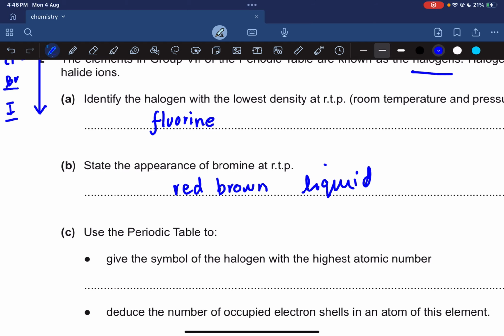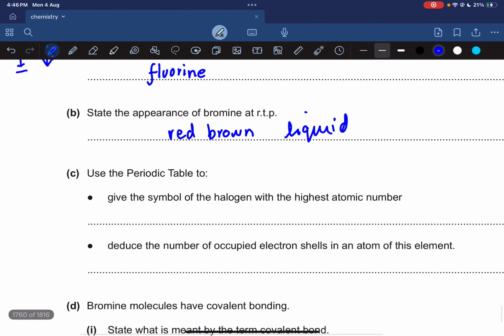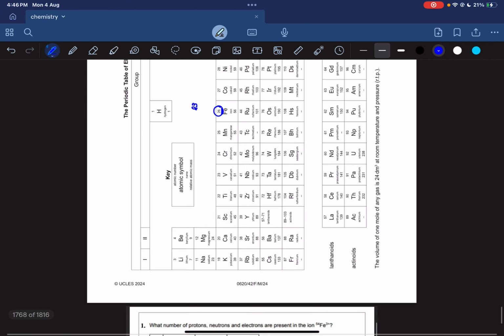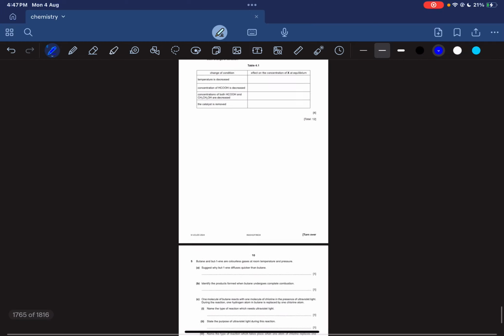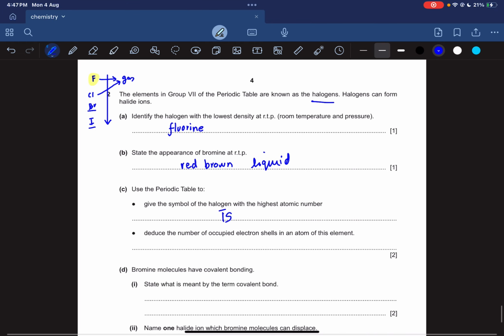Use the periodic table to give the symbol of the halogen with the highest atomic number. The halogen with the highest atomic number is this one, because as you go down, the top number over here is the atomic number, and it's increasing as you go down the group. So 117 is the greatest. So it's going to be Ts. So we write Ts.